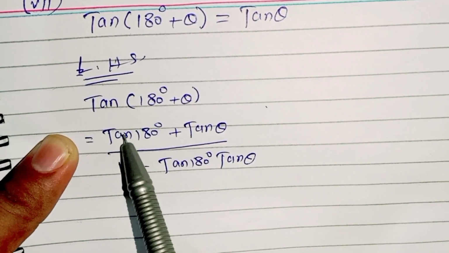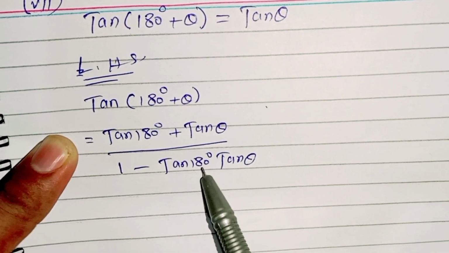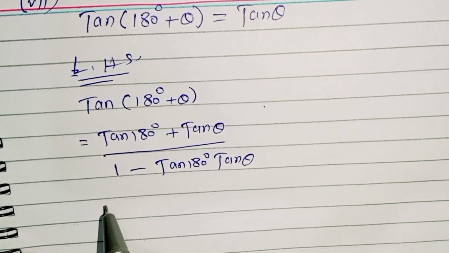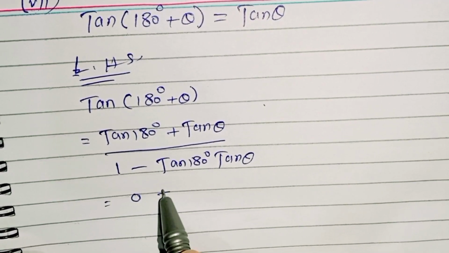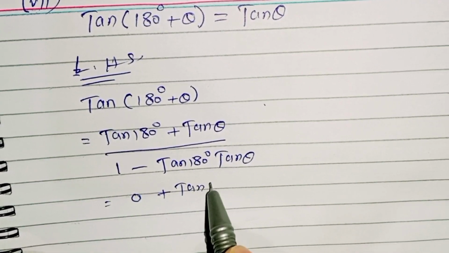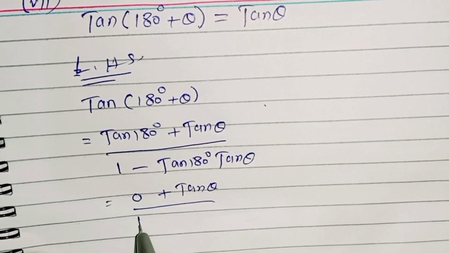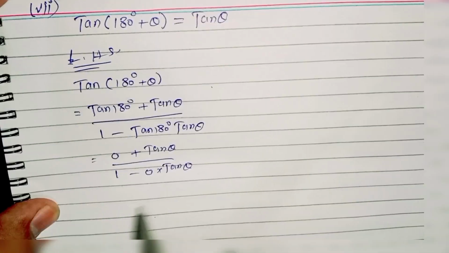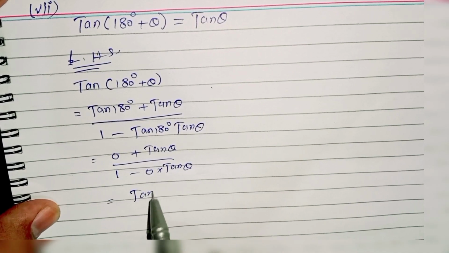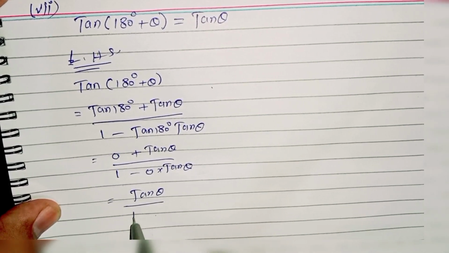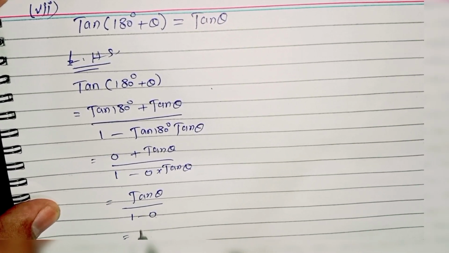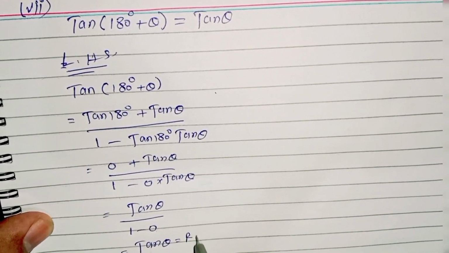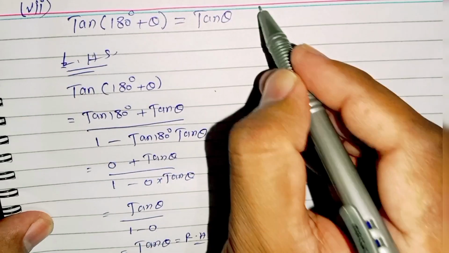Tan of alpha plus beta is equal to tan alpha plus tan beta over 1 minus tan alpha tan beta. We know that tan 180 degree is 0, so we have 0 plus tan theta over 1 minus 0 multiplied by tan theta. So we have tan theta over 1 minus 0. 1 minus 0 is equal to 1, and tan theta over 1 will be equal to tan theta, as required on the right hand side.